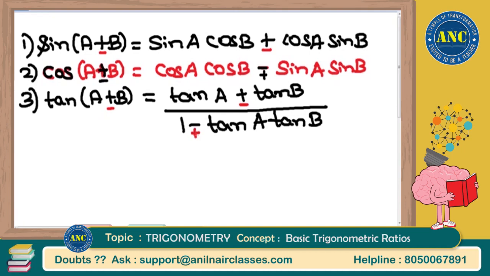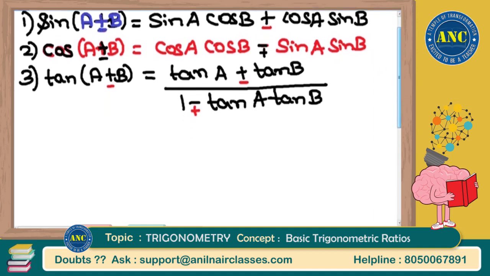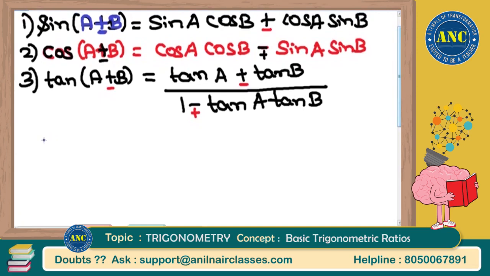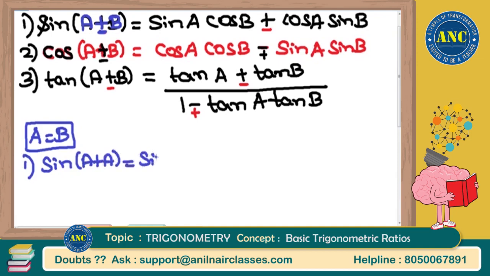Now if I take it forward, in all these values, suppose I put a equal to b. Then sine of a minus a becomes sine 0, which is 0, as you already know. We will come to that value very soon. Now if I put a equal to b in my first equation, where the angles are added, this becomes sine of a plus a, which is nothing but sine 2a.